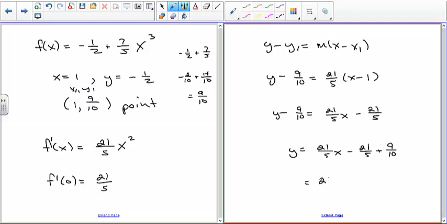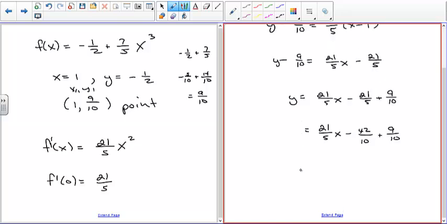Okay, let's find a common denominator. So that's going to be 10. So we're going to multiply that by 2. So you get 42/10 plus 9/10. So the final answer, the equation of the tangent line, is y equals 21/5 x minus 33/10.